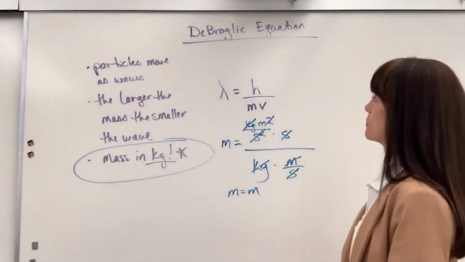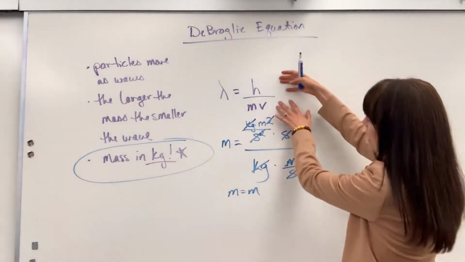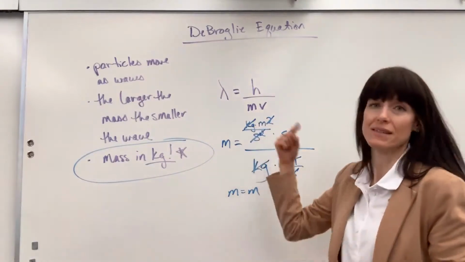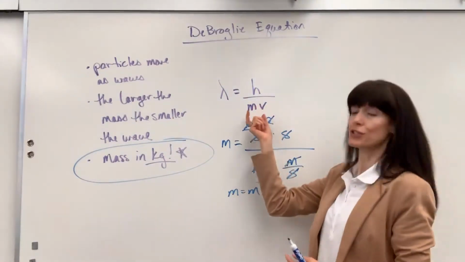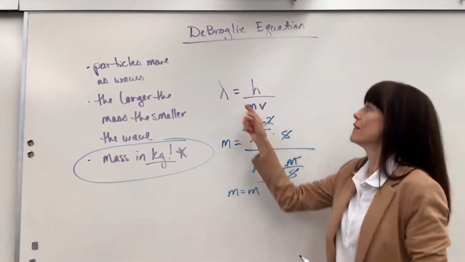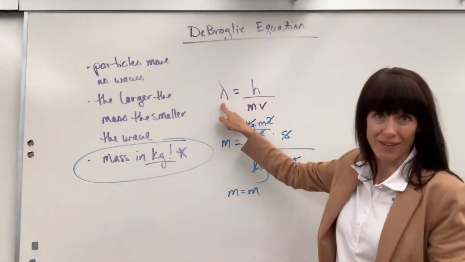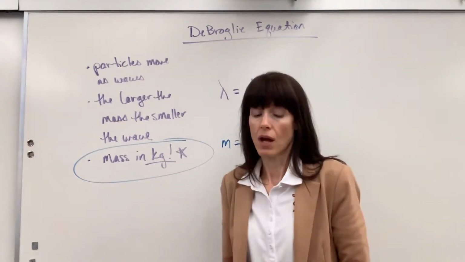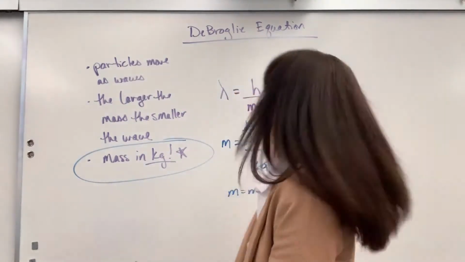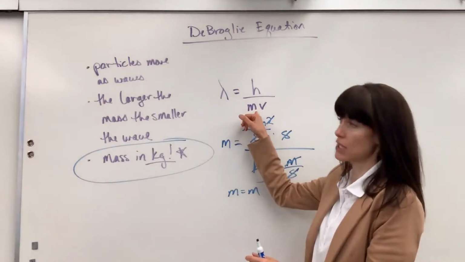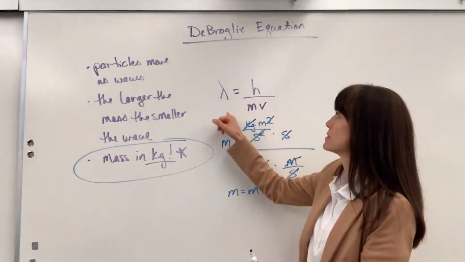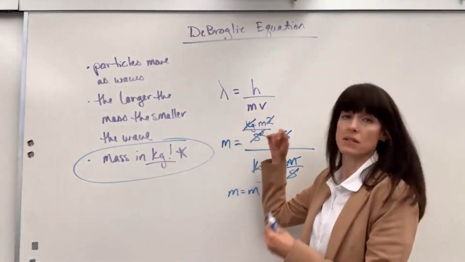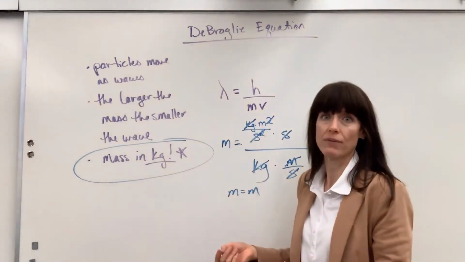Now, another really big takeaway from this, you can look at the formula itself to find the takeaway. Notice that mass is in the denominator. So the larger the mass, the smaller the wavelength. So big takeaway from this: the larger the mass, the smaller the wave. So if we're looking at an electron, tiny, tiny mass, just the opposite would be true. Small mass, considerably large wave. So electrons, small mass, are going to have a sizable wavelength.